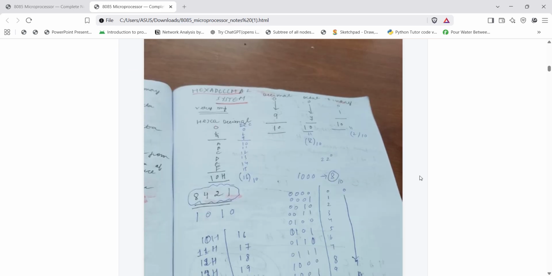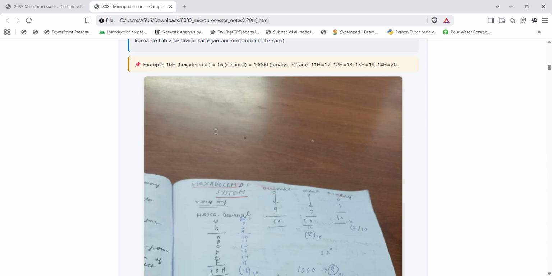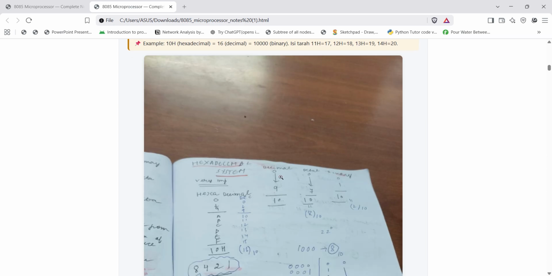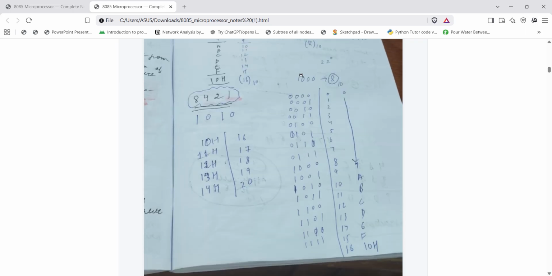So we have to keep in mind that these are ways of representing the content of the decimal number system, that is 0 to 9, and all that I have mentioned. And what it means is, if we have 1000 in binary and we convert it into decimal, that is 8 to the base 10.